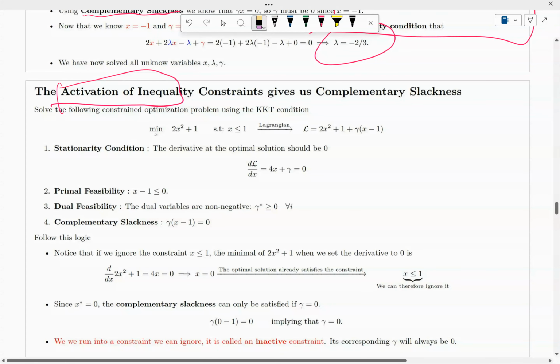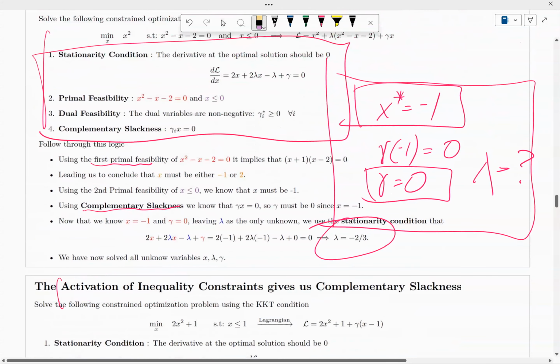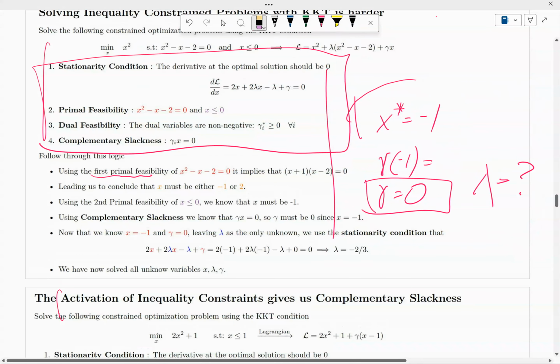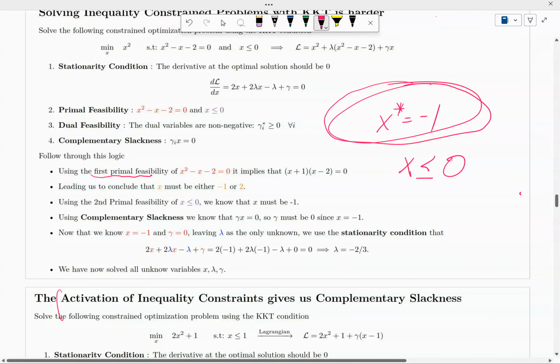So what we just saw here was that x is equal to -1, right? That's what we said. Therefore the condition that x is less than 0 is not activated. The solution is already this. So since we know the solution is equal to this, then gamma had to equal 0.